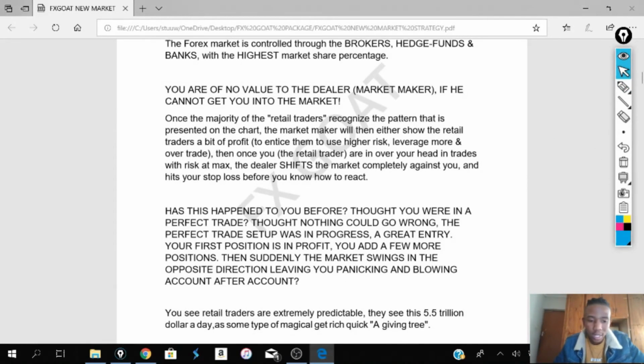What you see here is that the retail traders are extremely predictable because they see this 5.5 trillion a day as some type of magical get-rich-quick, a giving tree, and that's where the market makers exploit you. They see that you always want to risk big. You always come to forex trading as if it owes you money. But as you can see right here, this 5.5 trillion is a giving tree.